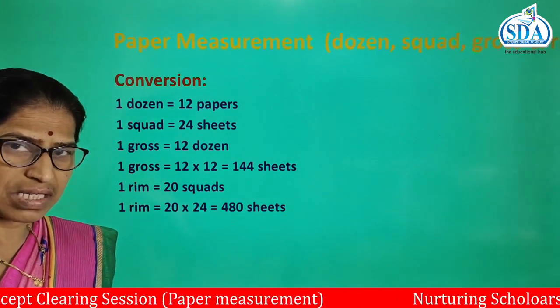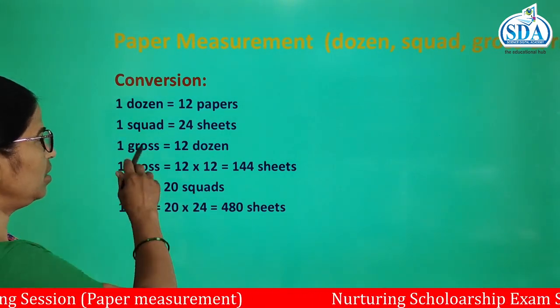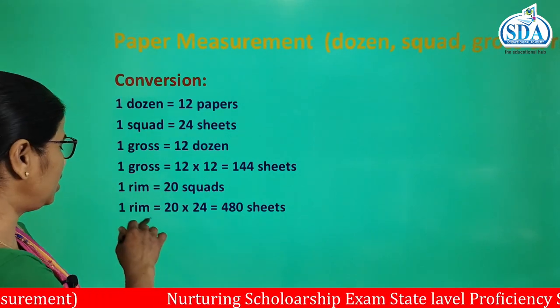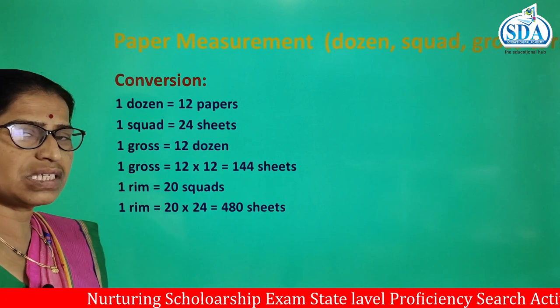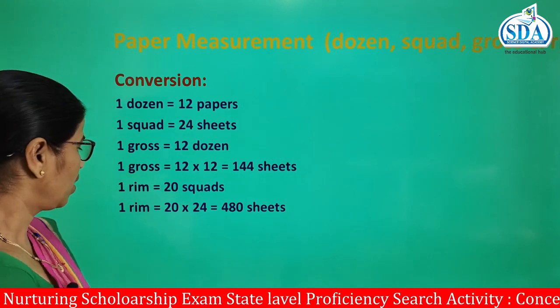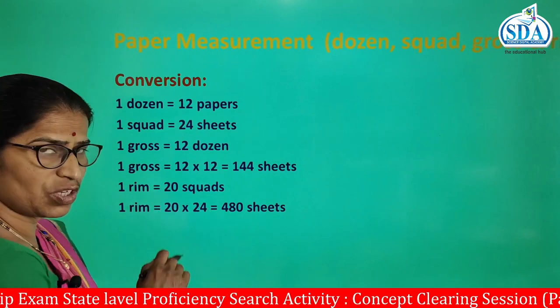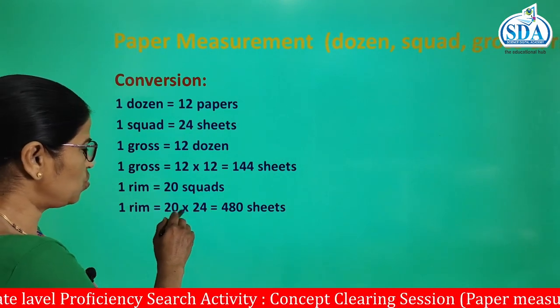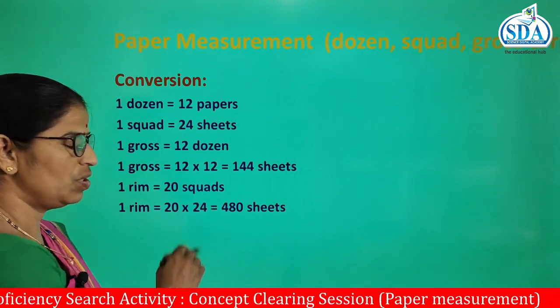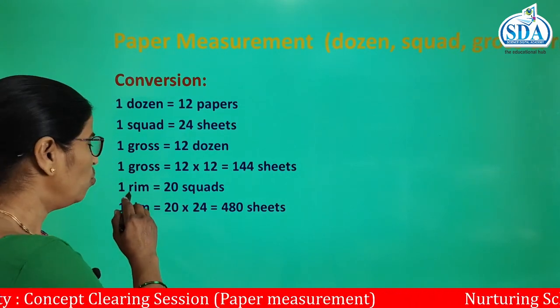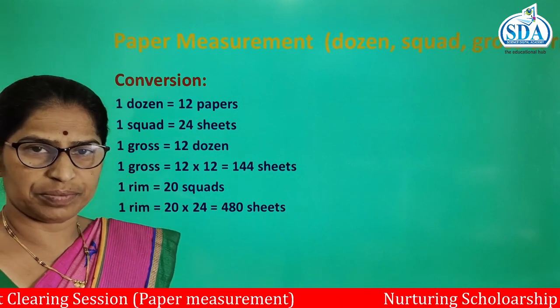20 quires, and we know that here 1 quire is equal to 24 sheets. So we can find how many sheets are there in 1 ream. 20 into 24: 4 twos are 8, 2 twos are 4, so 480 sheets are there in 1 ream of paper.